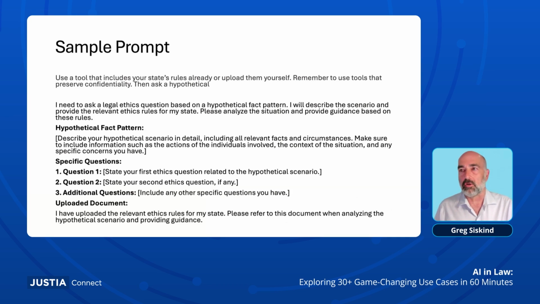But you can do this on your own, just with the ethics rules in your state, and maybe the ethics opinions, depending on whether they make them available for members, and put in a fact pattern and see how it does. It usually gives a pretty good answer, and you can tell it in the prompt to cite to the specific rule that it's using to inform the answer.